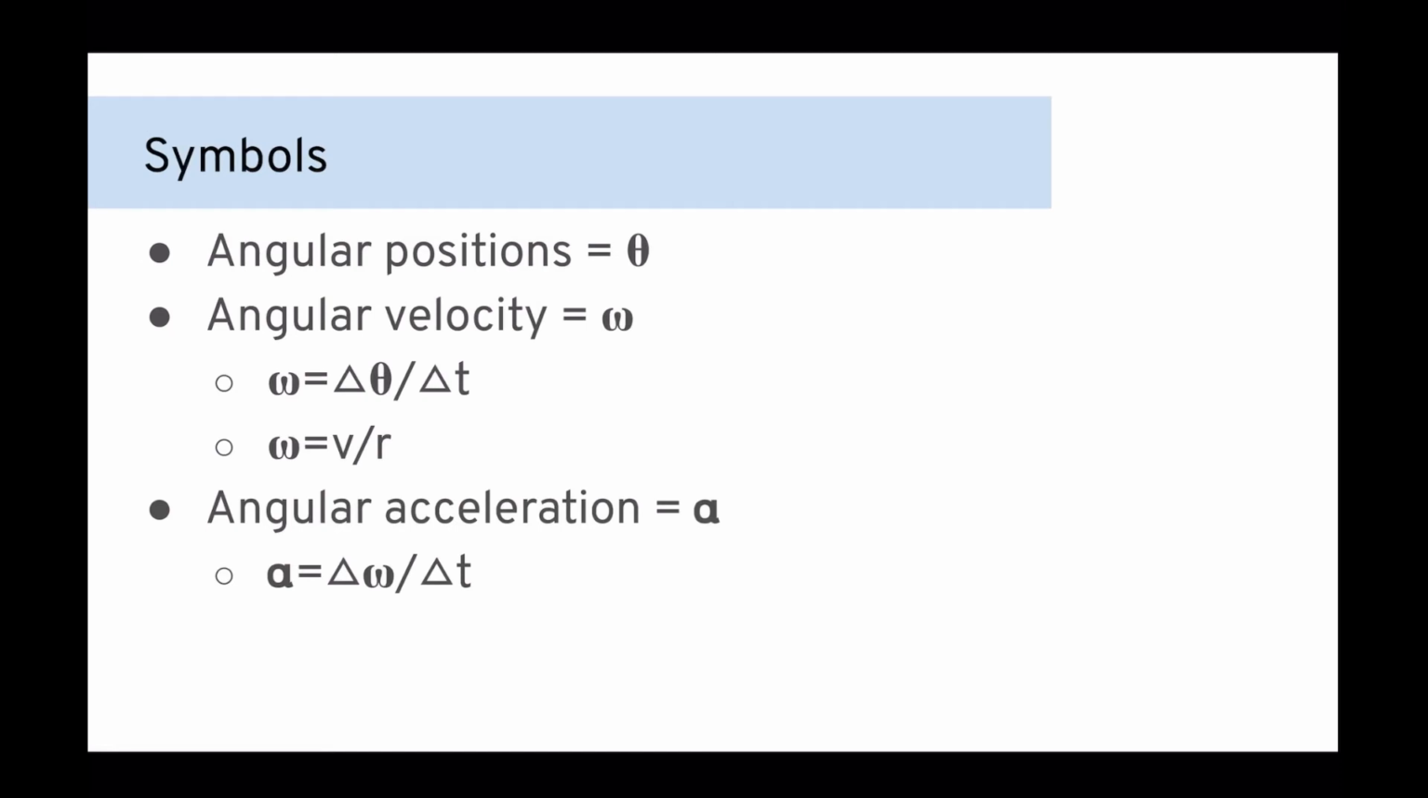What are their symbols? Angular positions are represented by theta. Angular velocity is represented by omega, and angular acceleration by alpha.